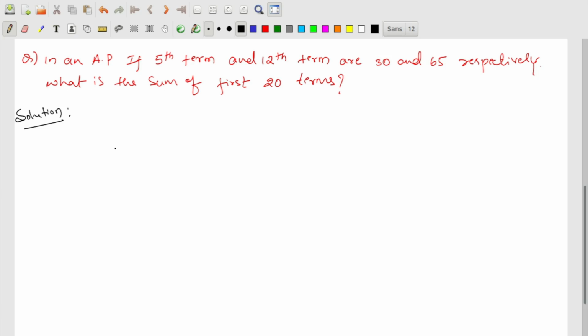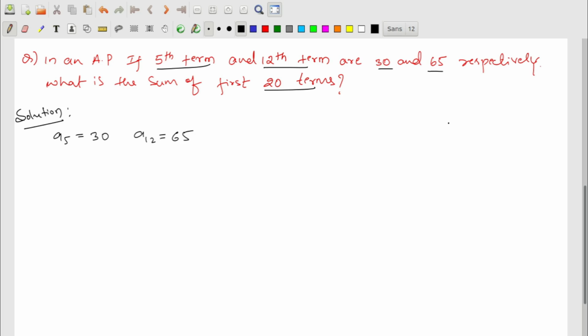So next question. In an AP, if the 5th term and 12th term are 30 and 65, what is the sum of the first 20 terms of the AP, right? So here let me take the given data. So what is given here? A5, the 5th term, is 30 and the 12th term, that is A12, is equal to 65.